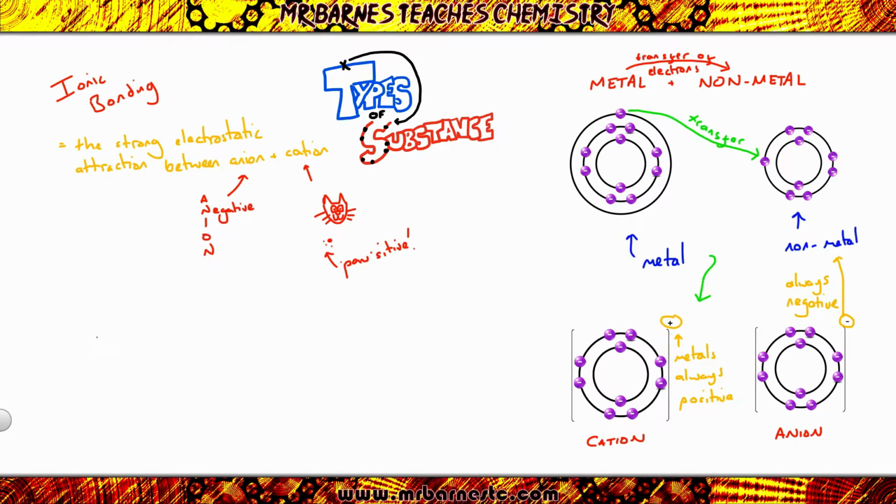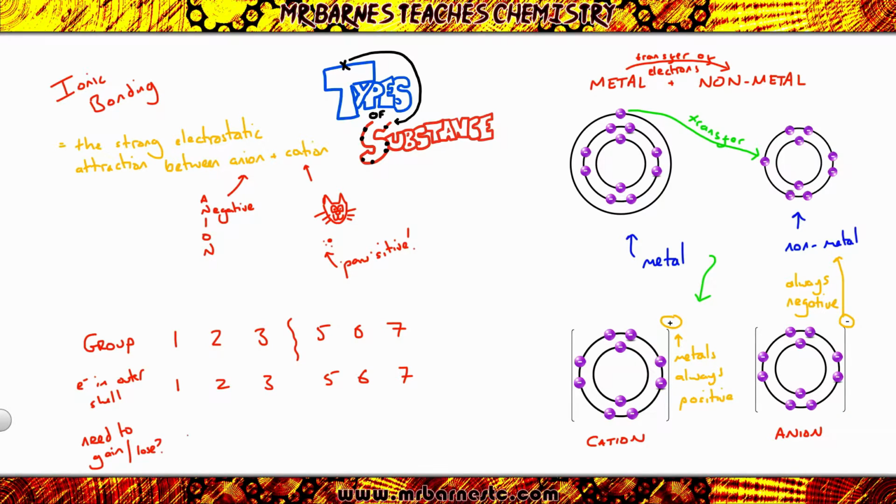Now there is an easy way to work out the charge of all of your cations and anions, and to do that, what you want to do is have a look at how many electrons there are in the outer shell. So we're going to have a look at groups 1, 2, 3, 5, 6 and 7. We're not going to include group 4 because you won't be asked that in the exam. And we're going to have a look at the electrons in the outer shell, which you should remember is exactly the same as the group number. So what you need to now be able to do is figure out whether they need to gain or lose electrons and how many.